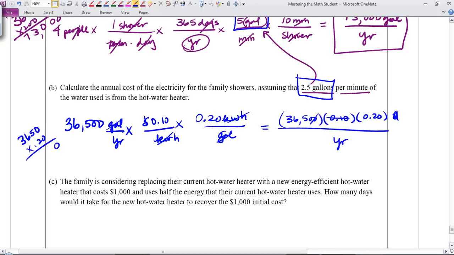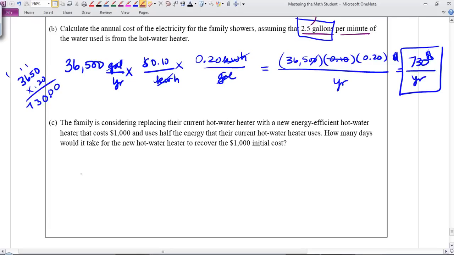All right, so 0, and 2 times 0 is 0. 2 times 5 is 10, carry my 1. 2 times 6 is 12, plus 1 is 13. 2 times 3 is 6, plus 1 is 7. Now let's clean up those decimal places. And that would be 2 decimal places for that 0.2. So I come out with $730 per year. And again, box your answers. On to the final part.